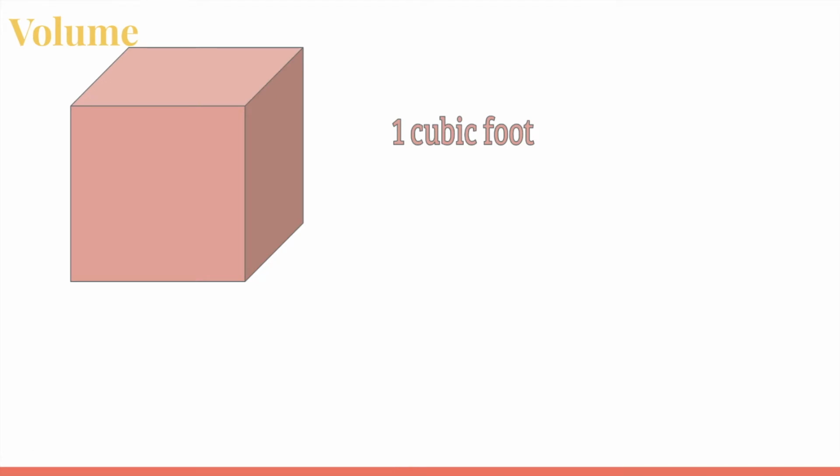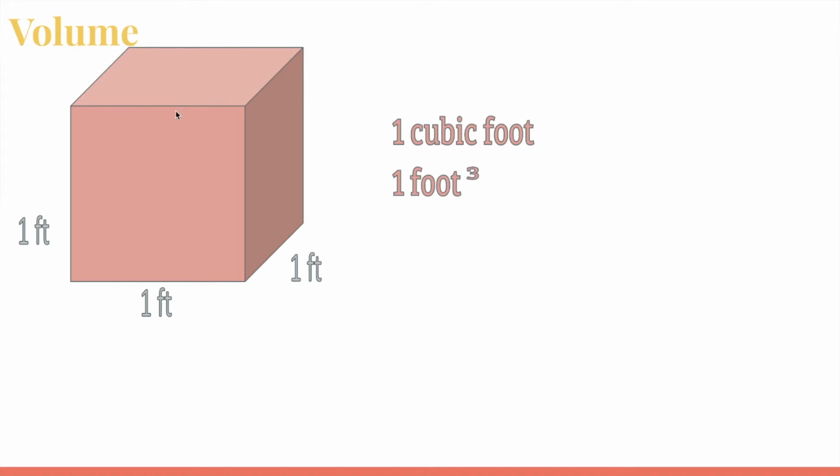Now, let's say we have 1 cubic foot. This guy is 1 cubic foot, which means we have 1 foot by 1 foot by 1 foot. We have a width of 1 foot, a length of 1 foot, and a height of 1 foot. This is 1 cubic foot. And so that's 1 foot to the 3rd power.